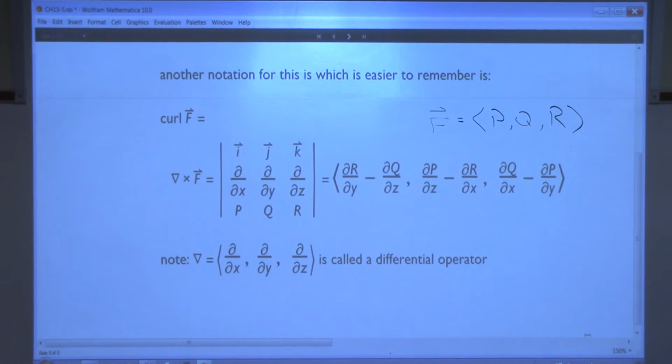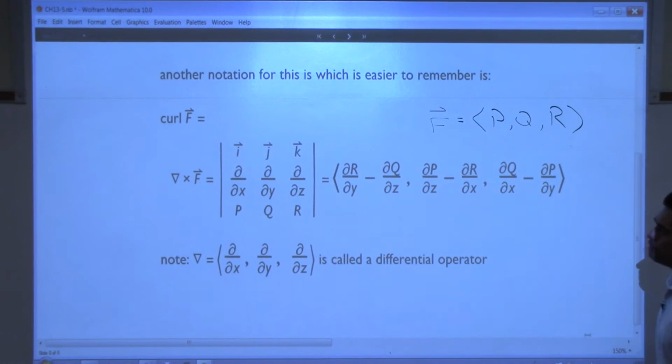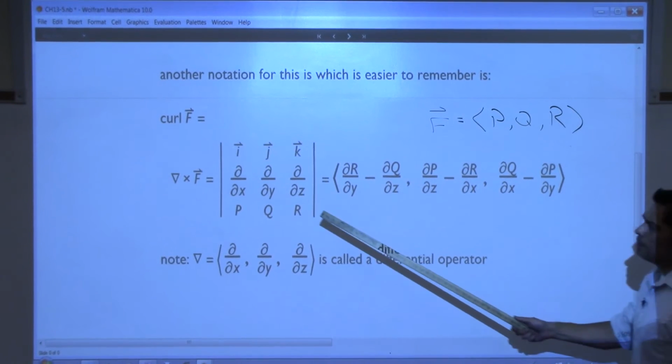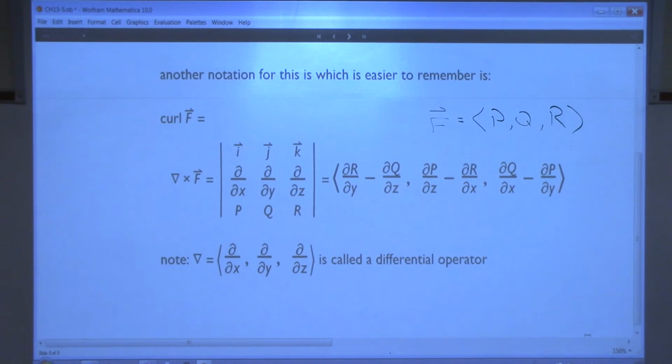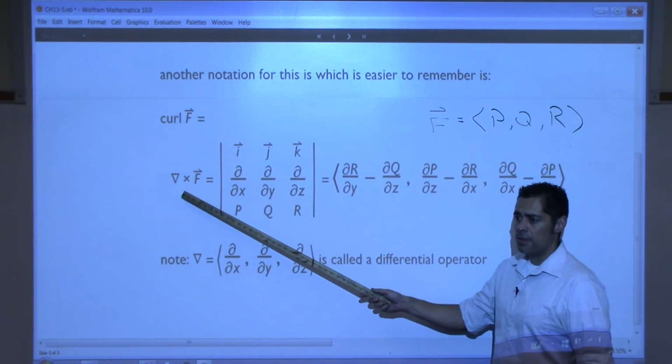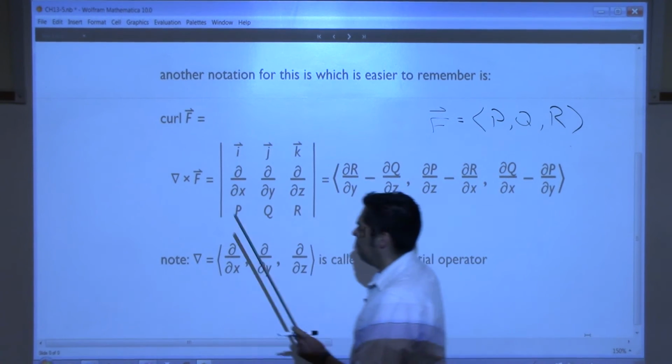Yes? The order? Like del cross F. What if you do the other order, like F cross del? You should get opposite signs, so this is the order you want to go with. They'll be parallel vectors, pointing in the opposite direction, though. But this is what I'm making sure you understand.